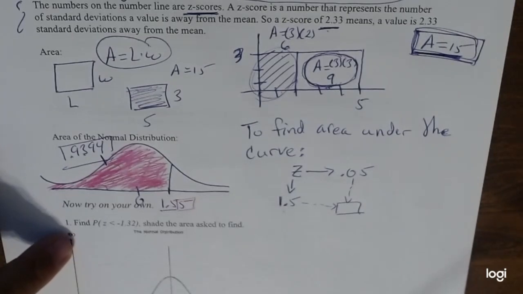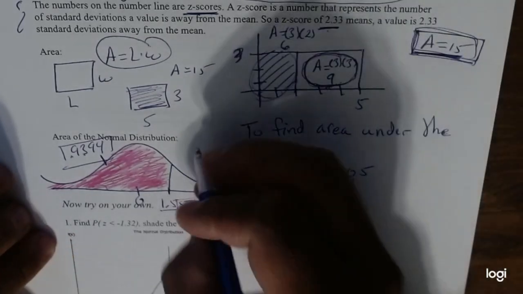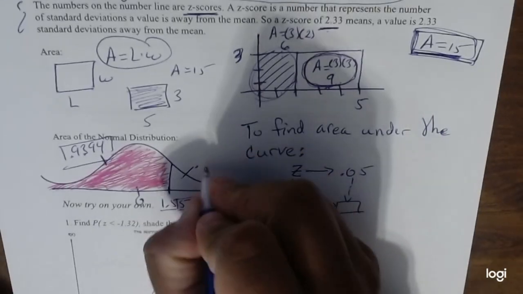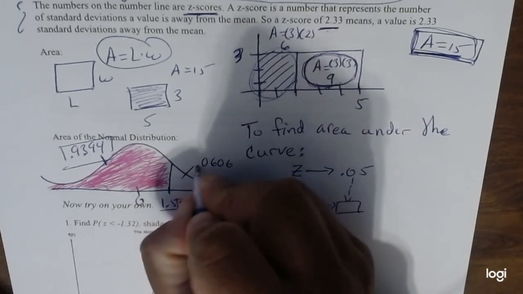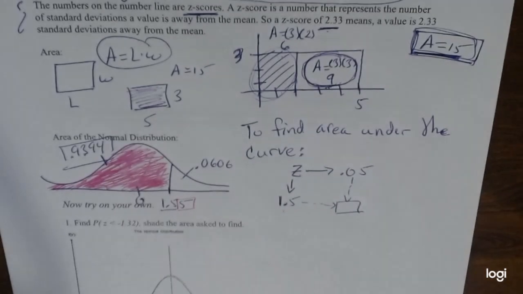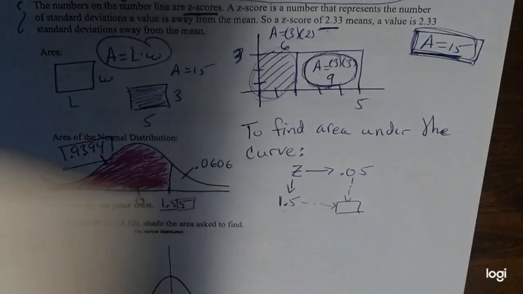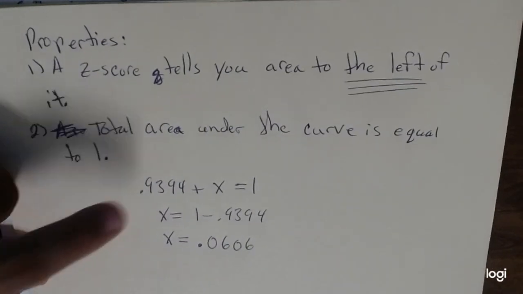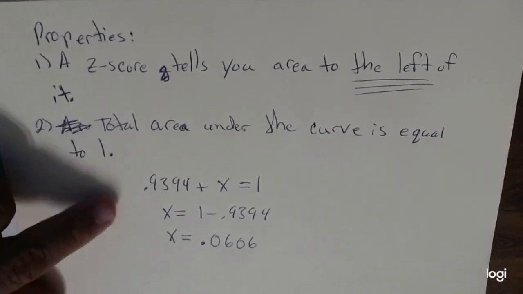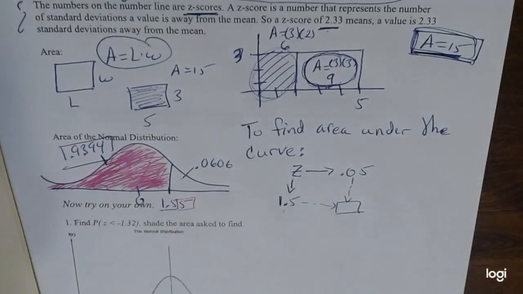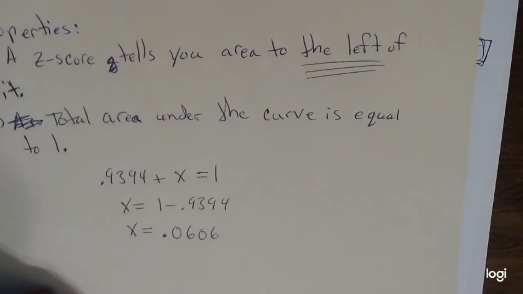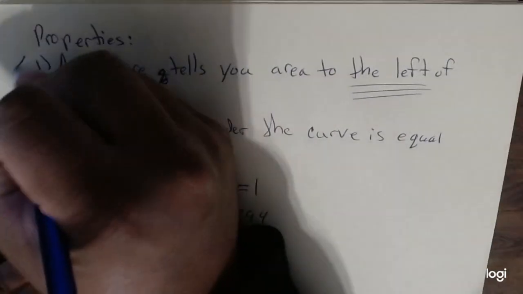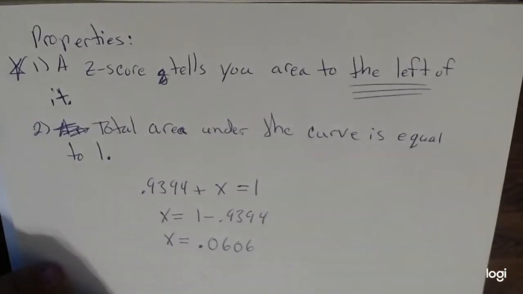There we go. So therefore, the non-shaded area is going to be 0.0606. And that is how we're going to find areas to the right of a z-score. We first have to find the area to the left and then subtract it from 1, because that is the only way to find areas to the right. Because again, a z-score always gives us area to the left, right? I cannot stress that enough.